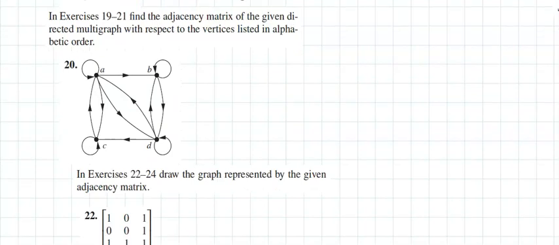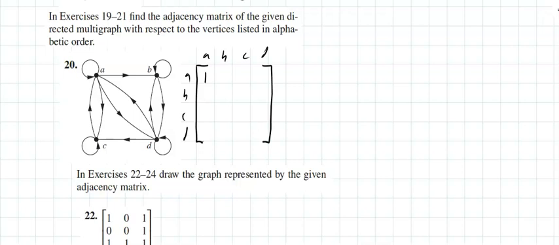Find the adjacency matrix of the given directed multi-graph with respect to the vertices listed in alphabetical order. Okay, we have 4 of them. Directed, remember the arrow going, so I'll show you again in case we're missing it. So from A to A, there is a loop. From A to B, there is 1 because the direction runs this way. From A to C, there is 1. And from A to D, there is 1.